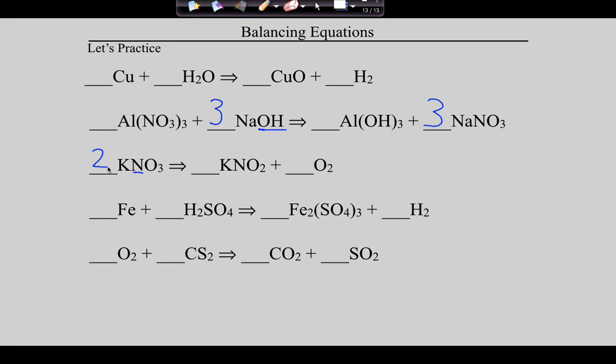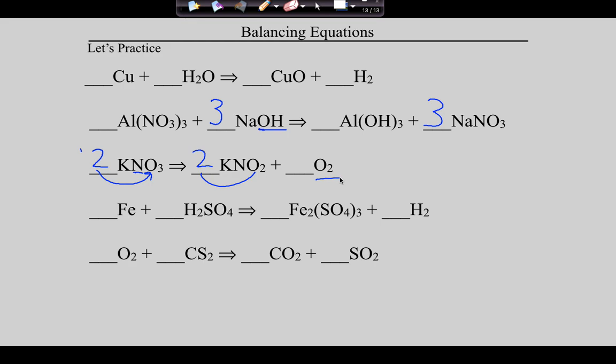But now you'll notice that that changed everything. So how many Ks do we now have? 2. So we've got to put a 2 there. How many nitrogens do we now have? Also 2, but we also have 2 over here. Now guys, what about oxygens? How many oxygens do we now have? 6 on the left. What about on the right? Up 4 and 2, also 6.